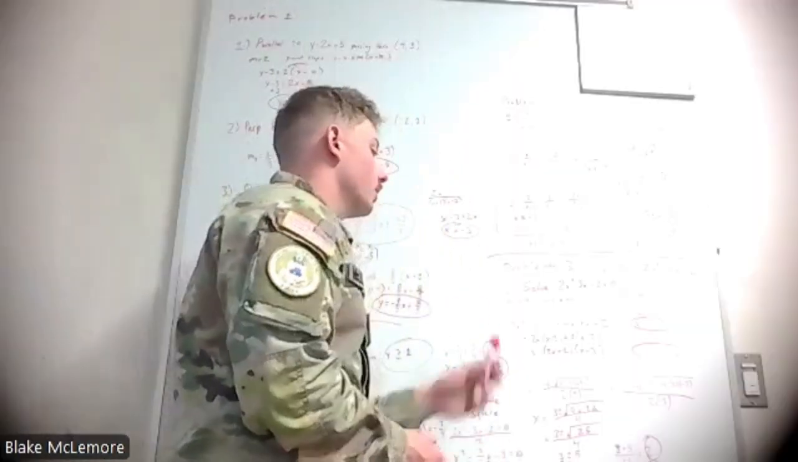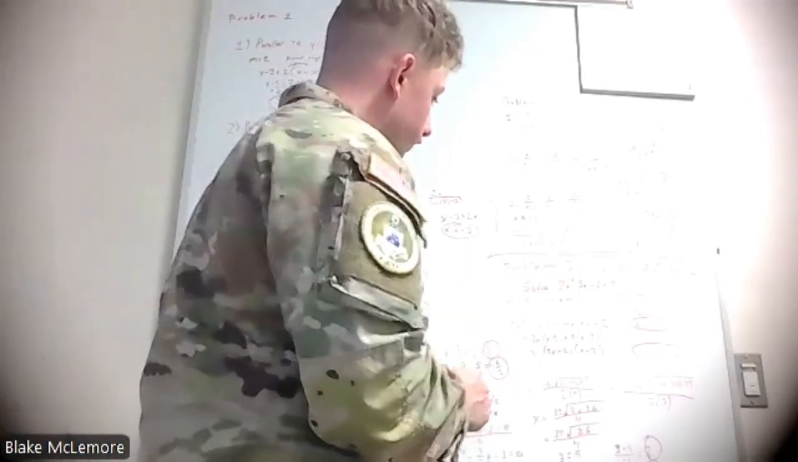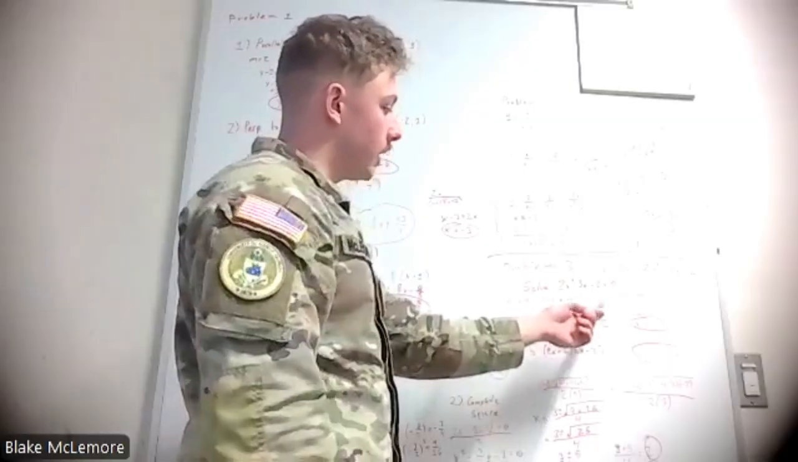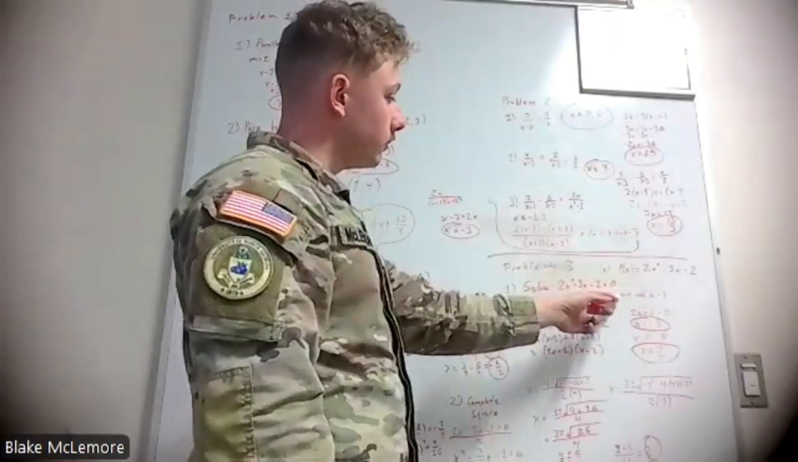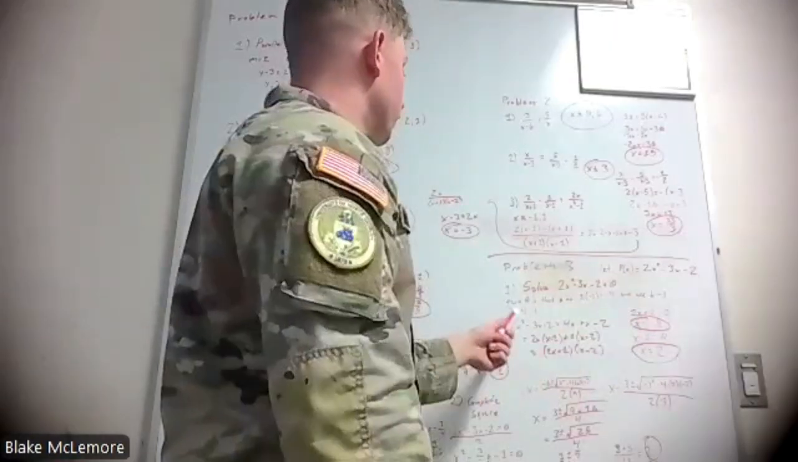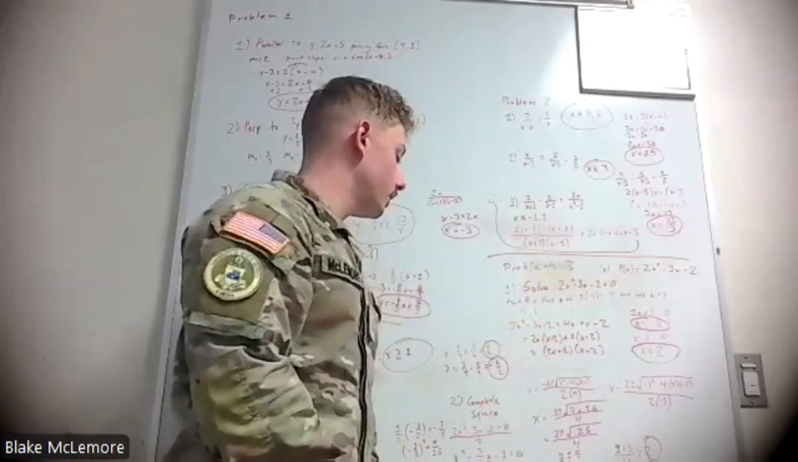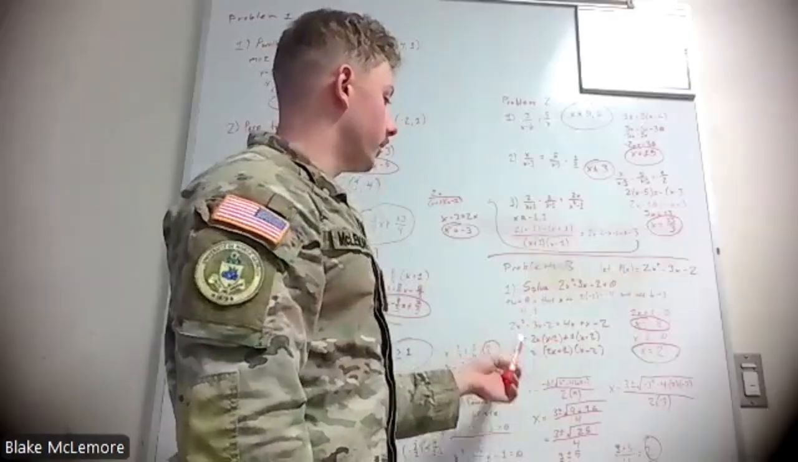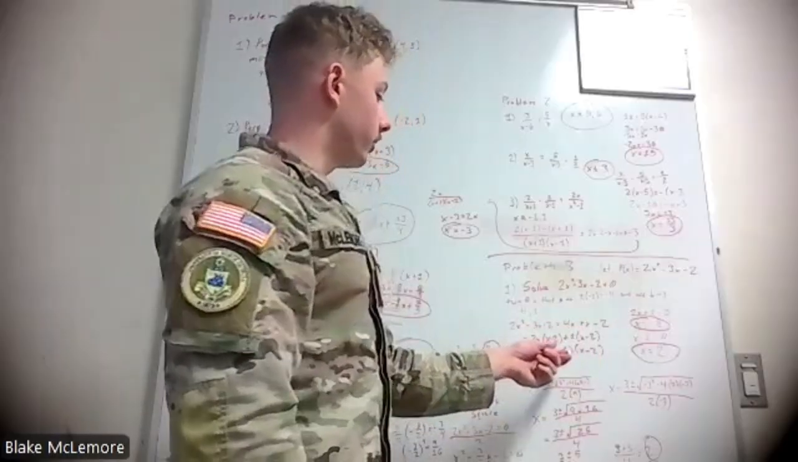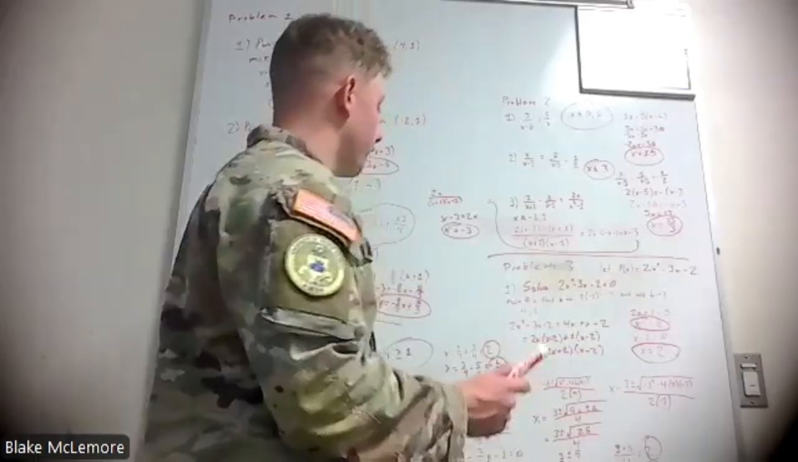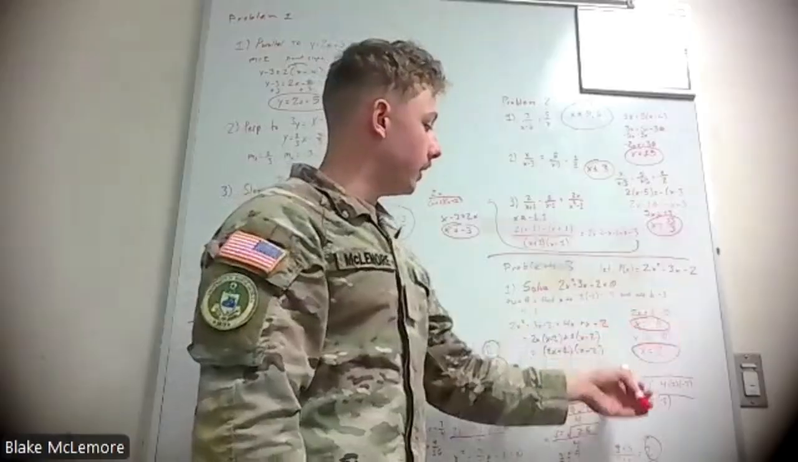So here we need to find two numbers that multiply to 2 times -2 equals -4, and that add to -3. So those two numbers are -4 and 1. Then we factor by grouping, and we get 2x plus 1 times x minus 2 from that. And then you set those two things equal to 0. You get x equals -1/2, and then x equals 2.